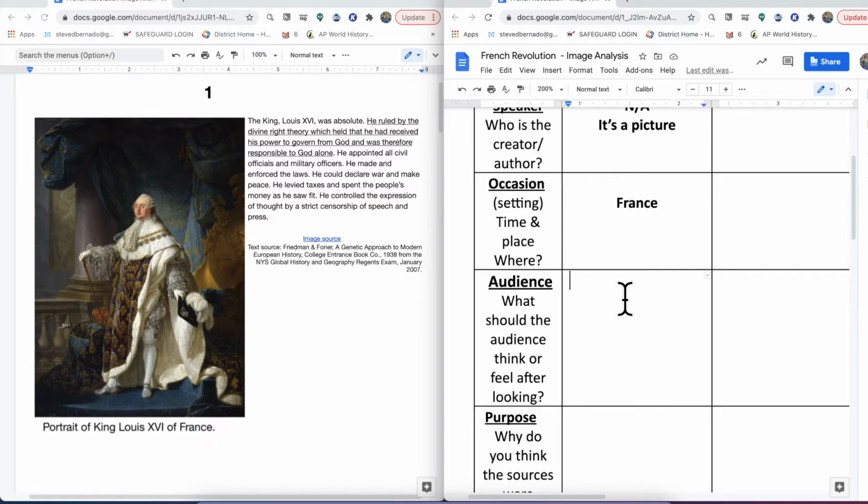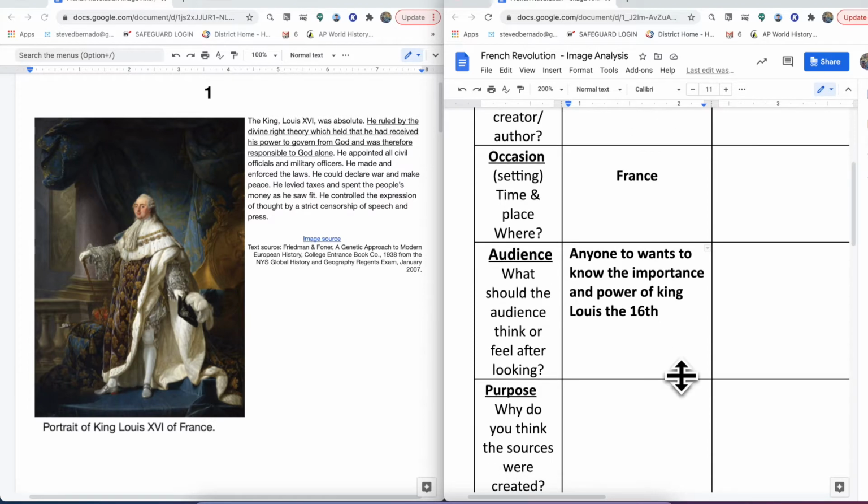Okay, so this is for anyone who wants to know the importance and power of King Louis the 16th. Okay, so when the audience looks at this, they say, oh, this person is very important, this person is very powerful. Okay, the King of France, this particular individual, King Louis.